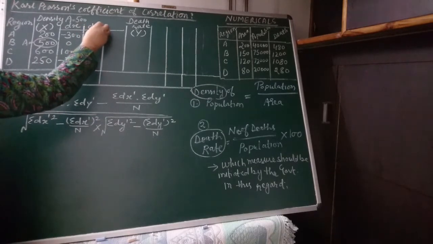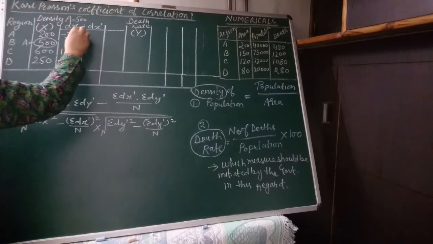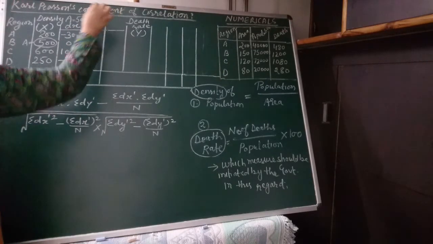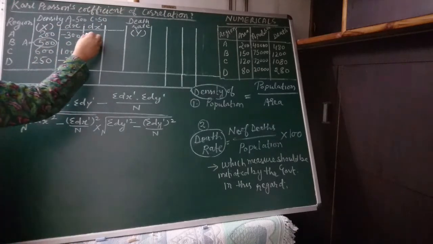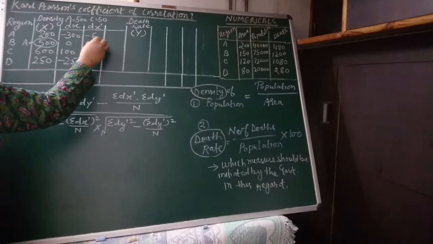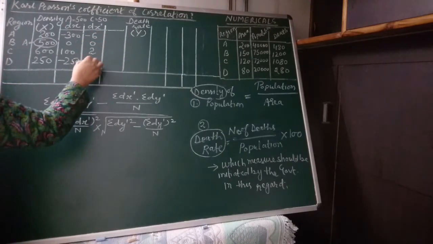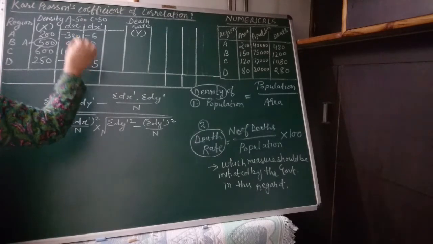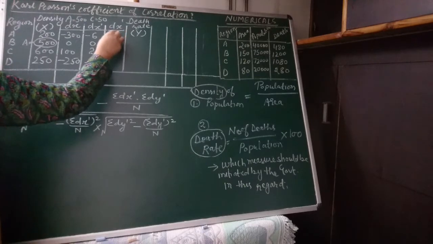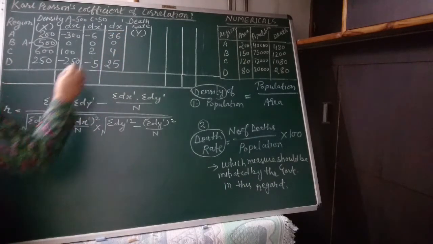And for the calculation of dx dash, dx will be divided by the common equal class interval. The common factor we are taking here is 50. So 300 divided by 50 will be minus 6, 0, 2 and minus 5. Then for the calculation of dx dash square, 36, 0, 4 and the last one is 25.